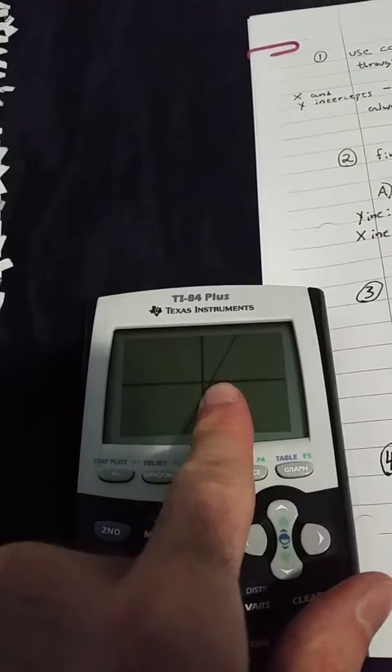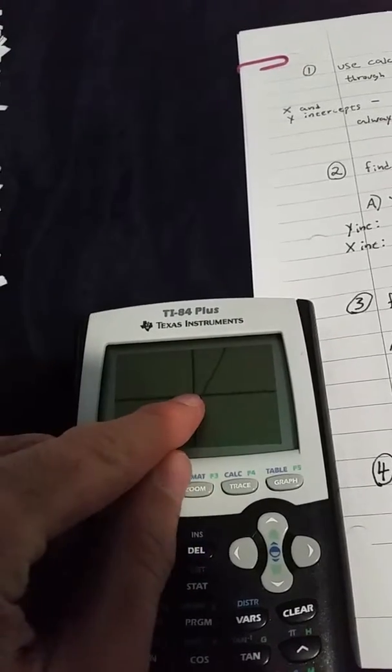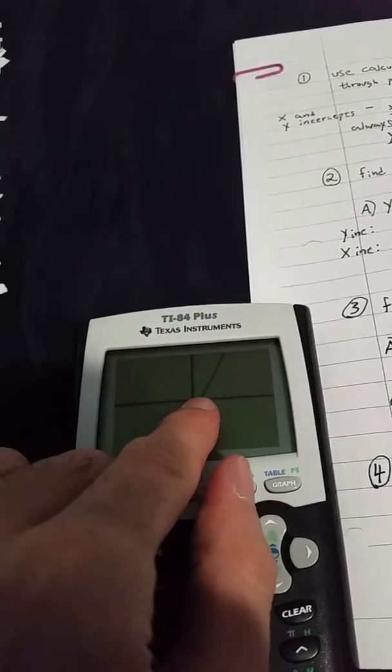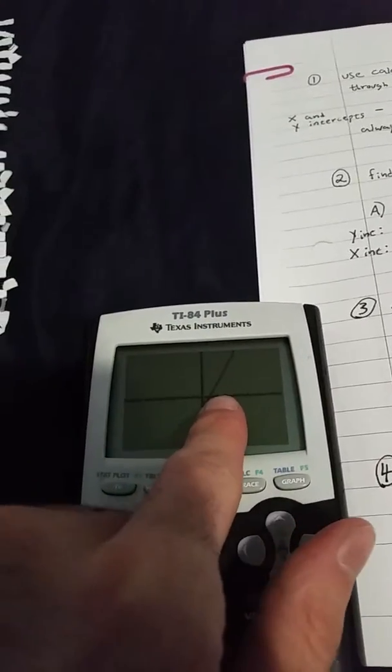Now, on the x-intercept, y is always 0, because we know y gets higher as you go up, y gets lower as you go down, but in the middle, on the x-line, y equals 0. So our x value is going to change, but the y value will always be 0 on the x-intercept.